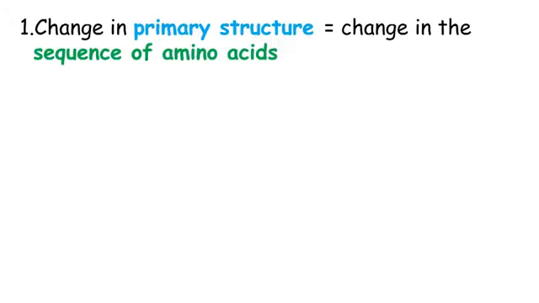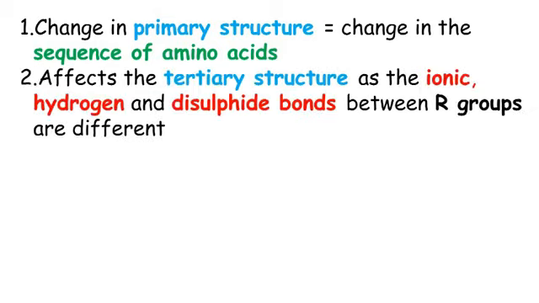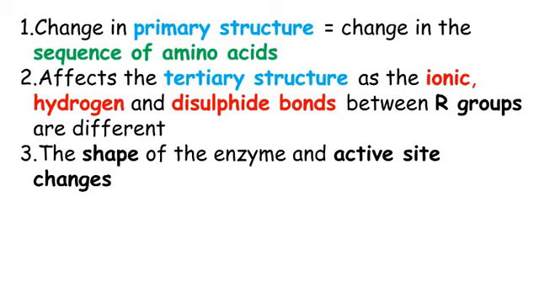The first thing that we can talk about is that having a change in primary structure changes the sequence of amino acids, because a primary structure is just amino acids bonded together by peptide bonds. If you have changed the primary structure of amino acids, then you're going to affect the tertiary structure, because the bonds aren't going to be forming in the same positions between the R groups. So these bonds are ionic, hydrogen and disulfide. If the bonds aren't in the right places, then the shape isn't going to be the same either. So the shape of the enzyme and the active site could change.